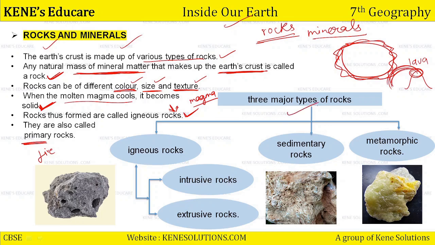There are three major types of rocks. First is igneous rock, sedimentary rock, metamorphic rock. Okay, we'll read about all these, who they are. Igneous rocks are of two types. One is intrusive igneous rocks, and one is extrusive igneous rocks. Okay, we will read about these as well.